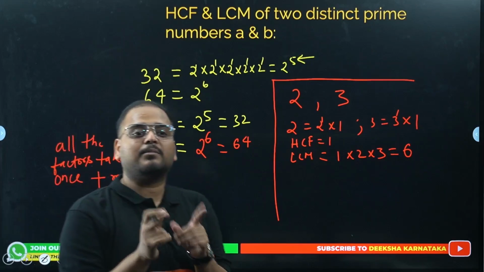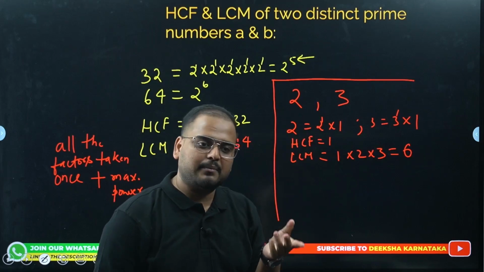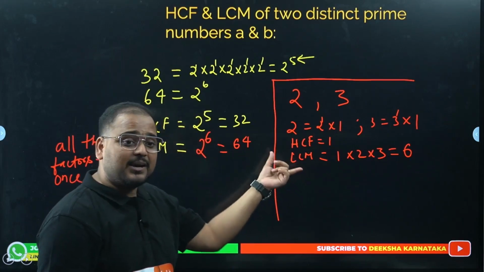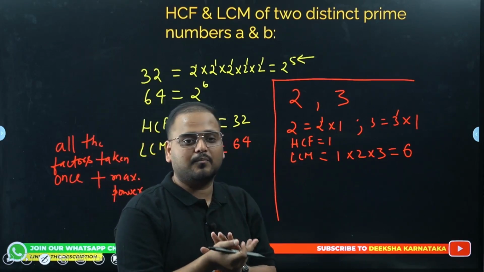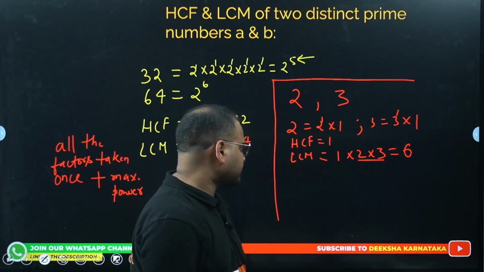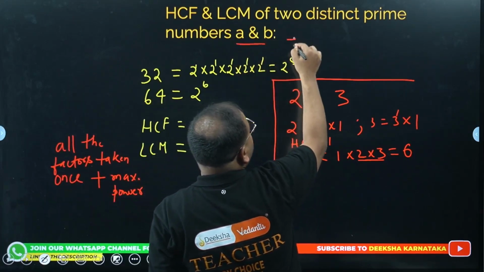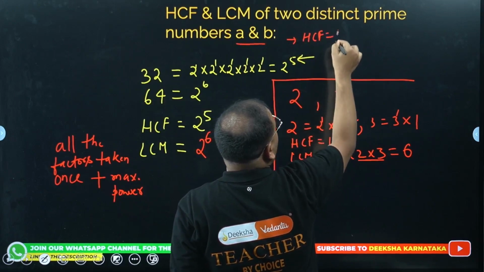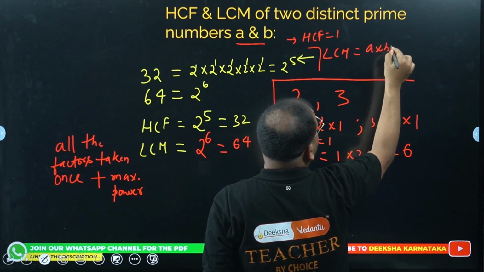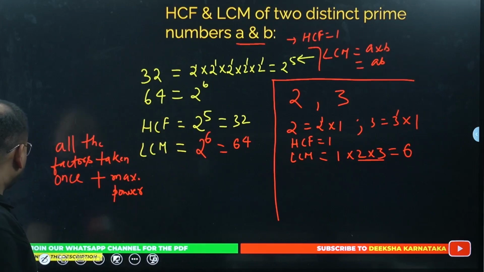So what is the important point here? For any two distinct prime numbers, HCF is always 1. Always 1. Okay, 19 and 17 are prime numbers, no? What is HCF? 1. And what is LCM? Product of the numbers. So that's why we have taken 2 into 3. Alright? Great. So remember, for A and B, HCF is 1, and LCM is A times B, basically AB. Fair enough?